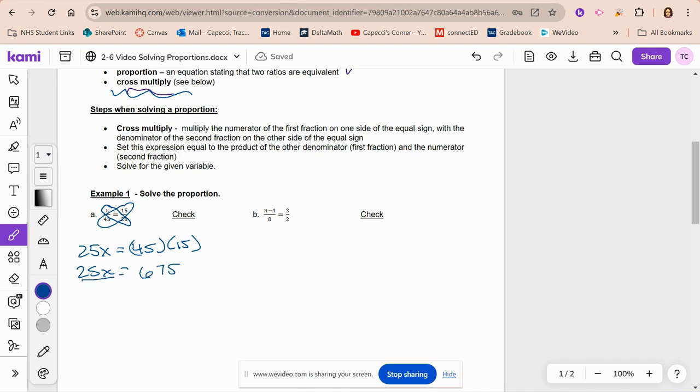Now again, I'm just going to solve for x. I'm going to keep going. Divide both sides by 25, and x is equal to 27.